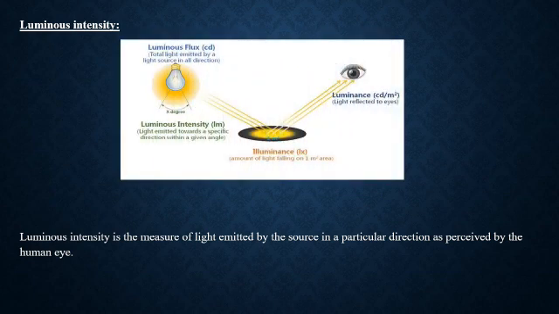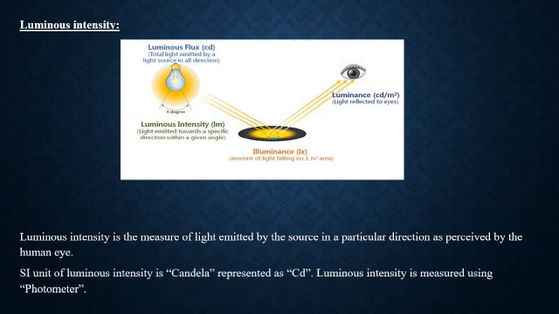In this image, you can see the source, which is the bulb, which emits the radiation on a particular surface area, and then the light which is reflected to the human eye. So luminous intensity is the measure of light emitted by the source in a particular direction as it is perceived by the human eye. The SI unit of this luminous intensity is candela, which is represented as cd. It is measured using an instrument called photometer.